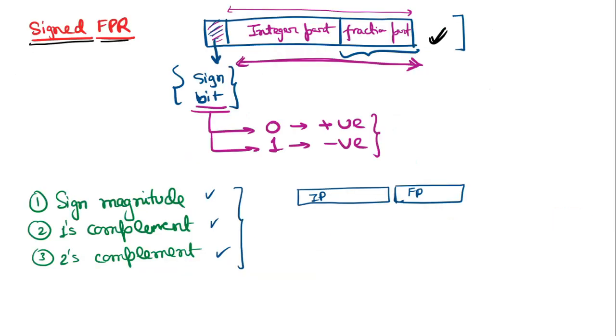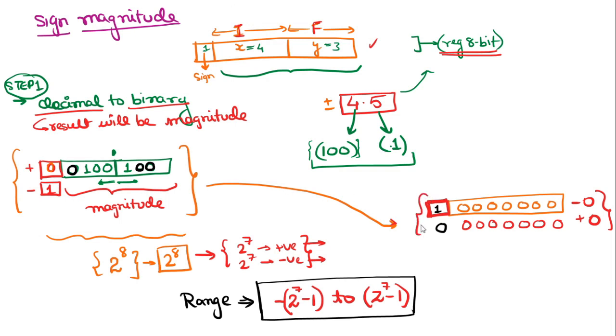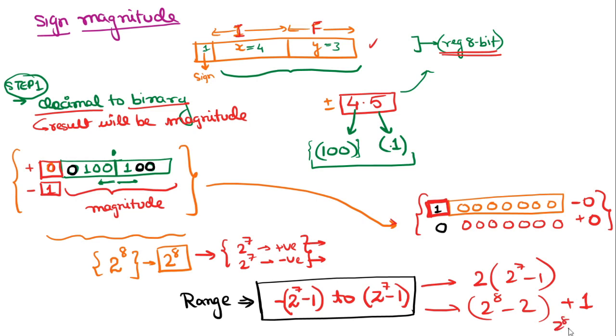Let's proceed. Okay, so we also saw the issue with the sign magnitude, right? The range should have been one more, because if we do the summation here, the number of values that we can represent is 2 into (2 to the power 7 minus 1), which is 2 to the power 8 minus 2, plus 1 zero, right? So the actual number of values that we can represent here is 2 to the power 8 minus 1.